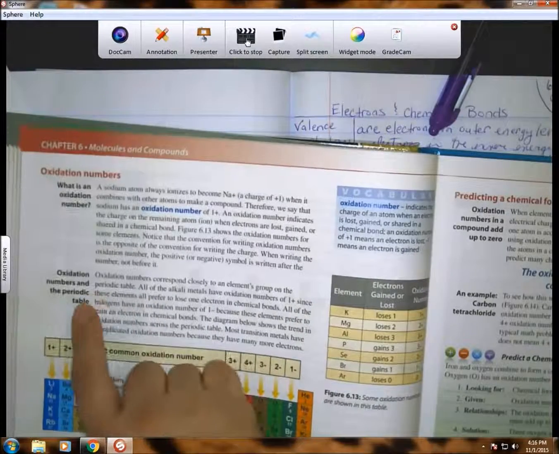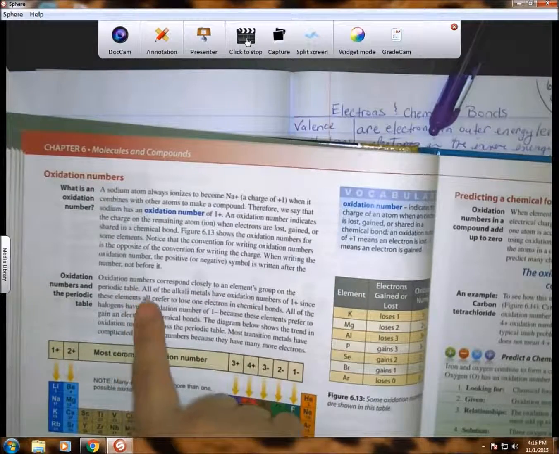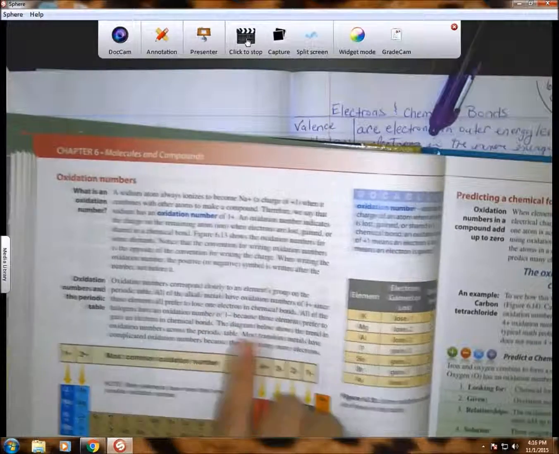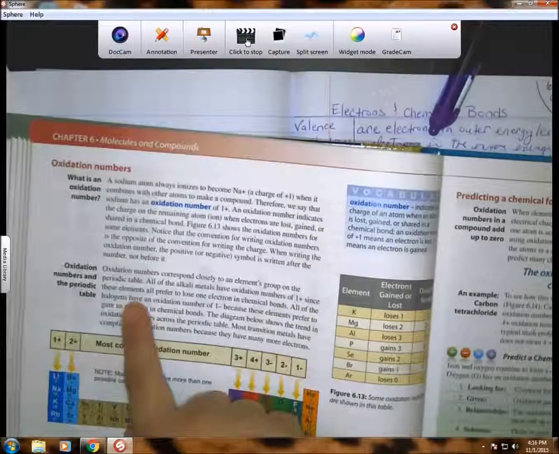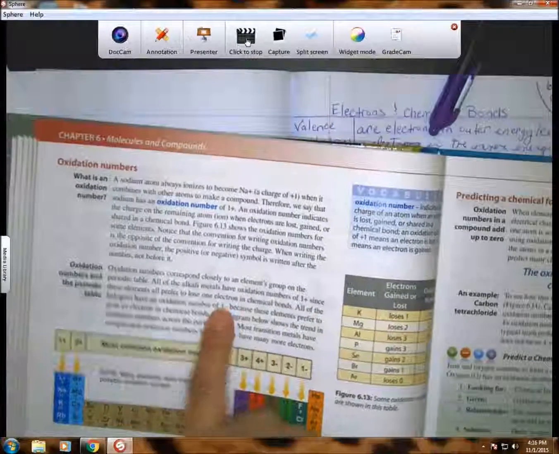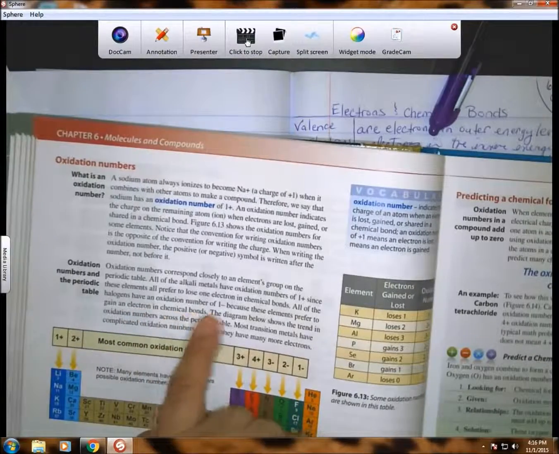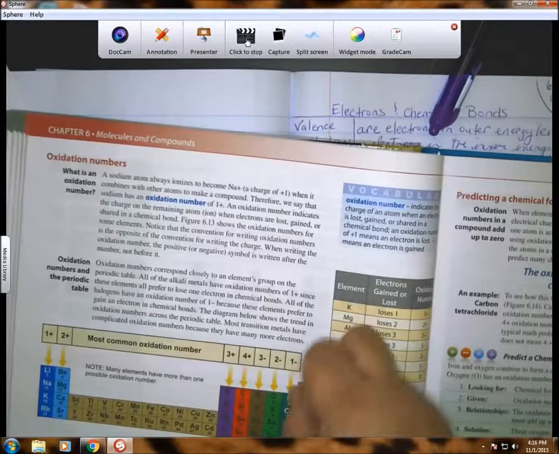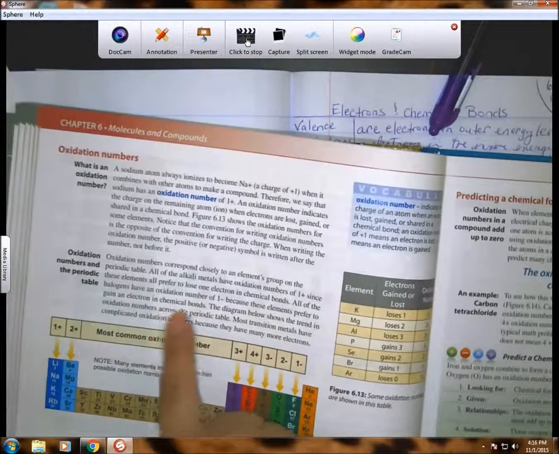Oxidation numbers in the periodic table. Oxidation numbers correspond closely to the element's group on the periodic table. All of the alkali metals, you know that's group 1, have an oxidation number of 1+, since these elements all prefer to lose 1 electron in a chemical bond. All the halogens have an oxidation number of 1-. You know, halogens are your group 17, because these elements prefer to gain an electron in chemical bonds.